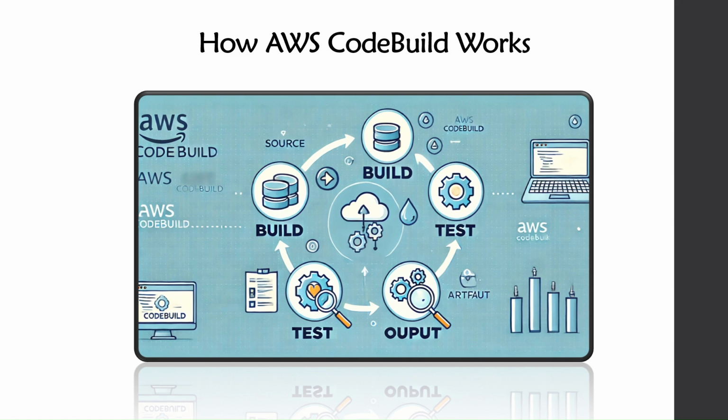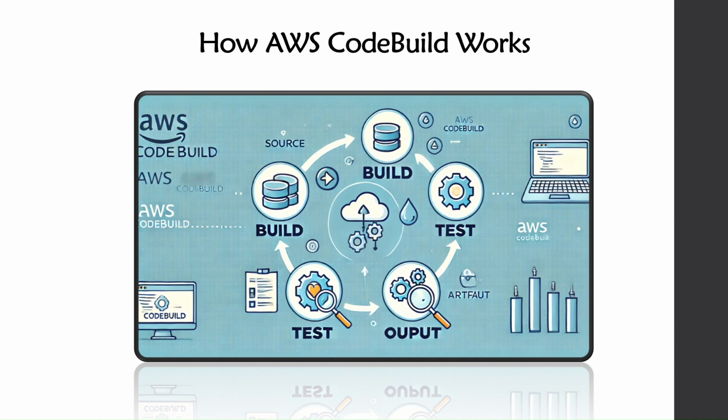The build environment can either be pre-configured by AWS for popular languages like Java, Python, Node.js, etc., or customized using Docker images. The goal of this step is to transform the raw source code into an executable package or artifacts ready for testing and deployment. So the next step we have is a test.